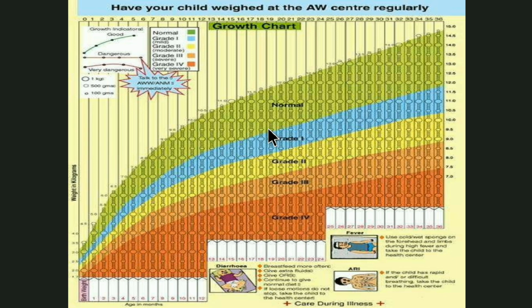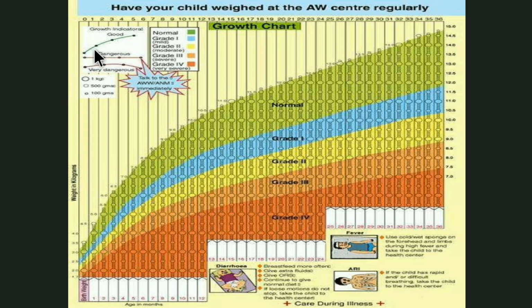But if the child falls into the blue zone, this is grade 1, meaning the child has grade 1 growth delay. If the child's growth falls into the yellow one, that means the child has grade 2 growth delay. If it falls into the orange one, then it is a grade 3 growth delay. And if it falls into the red zone, that means the highest level of growth delay is found in the child. So this is how the grading of growth delay is charted.